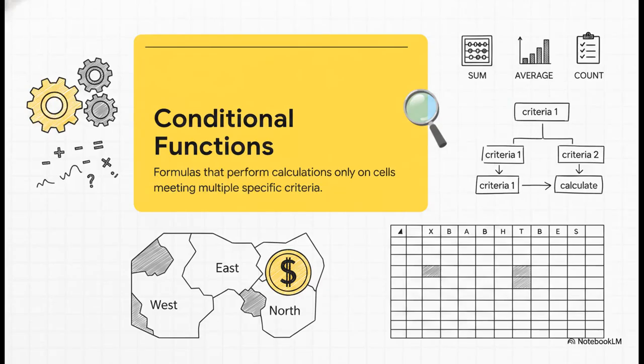We can also blend math with logic using conditional functions. SUMIF, AVERAGEIF, and COUNTIF perform calculations only on cells that meet a specific criterion. But here's where it gets really cool. If you add an S to the end, like SUMIFS, you can check multiple criteria. This is incredibly exciting because it allows you to instantly sum up your total revenue, but only for sales in the East region and only for transactions that exceeded $5,000.